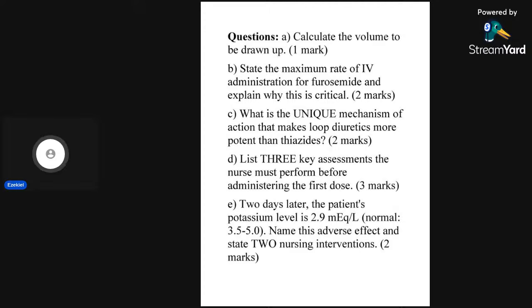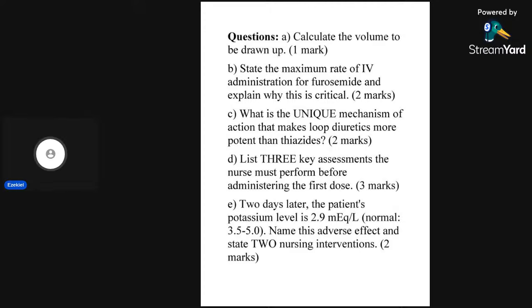Now, I told you that there's a reason why we need to do case studies. When you do case studies, we're able to see scenarios or information that we missed out in class. Usually not your fault, probably the fault of the lecturer, but it's easier for us to identify issues, unique cases in case study, and then address it. Do you understand? So question 3, what is the unique mechanism of action that makes loop diuretics more potent than thiazides?